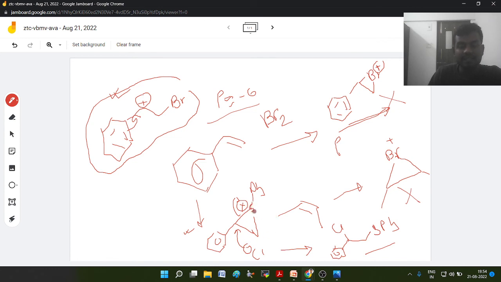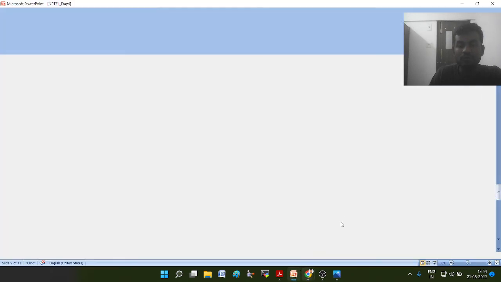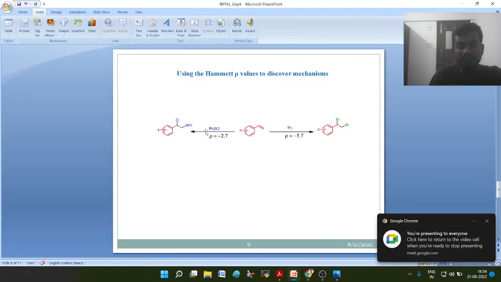So this SPh is there. This cation will be formed, though not a carbocation again, I would say, since there is no carbon bearing the positive charge. This mechanism will give us this product. So my point is that from the rho value, we can decipher the mechanism. We can correctly identify the mechanistic steps.